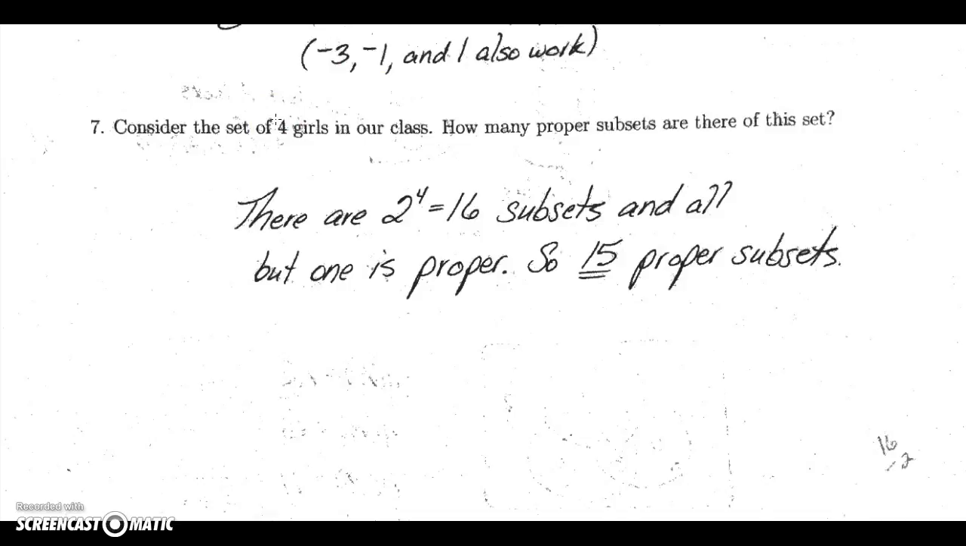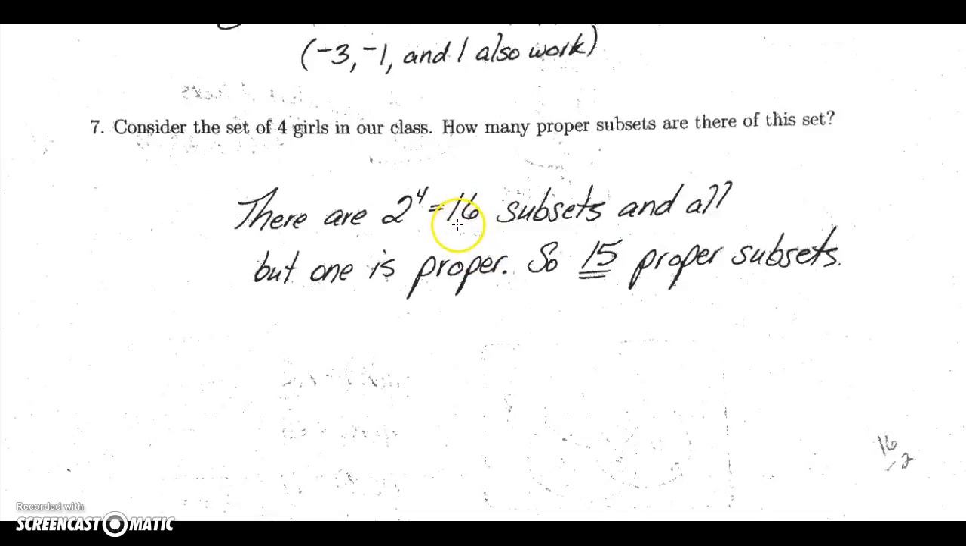Okay, this was a previous class. Obviously, we have way more than 4 girls in our class. But if we had a set of 4 girls, how many proper subsets are there? Keep in mind, 2 to the 4 is the number of all subsets. But one of those subsets would be the actual set of all 4 girls. And when we say proper subsets, we mean that we cannot include the entire set. We have to have some left over after we do our choosing. So we do take away one of those 16 to get 15.